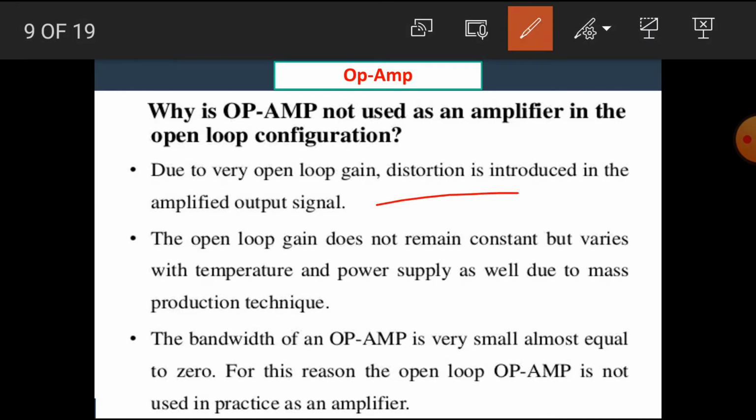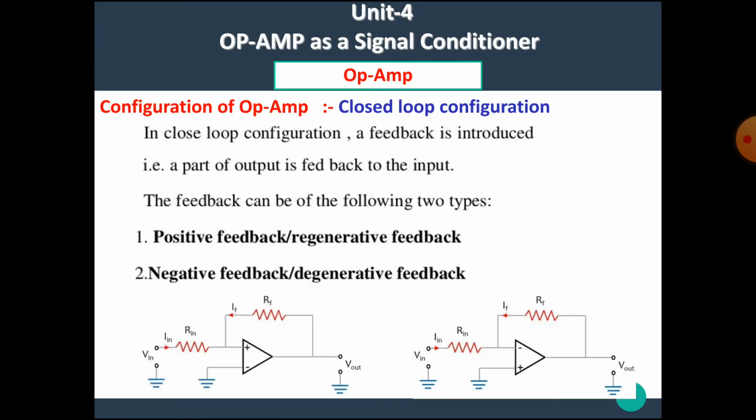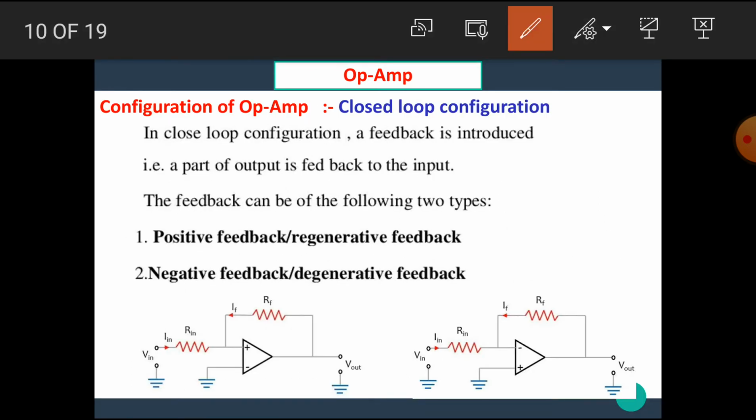distortion is added into the output voltage. The gain is not constant because of temperature and power supply fluctuation, and bandwidth is very small, that is almost equal to zero. These are the reasons why the op amp is not used as an amplifier in open loop configuration. Hence, for the amplifier, the closed loop configuration is used.